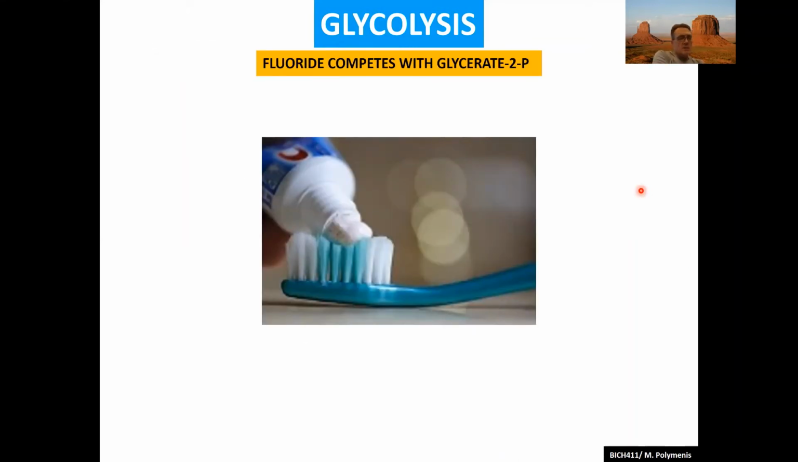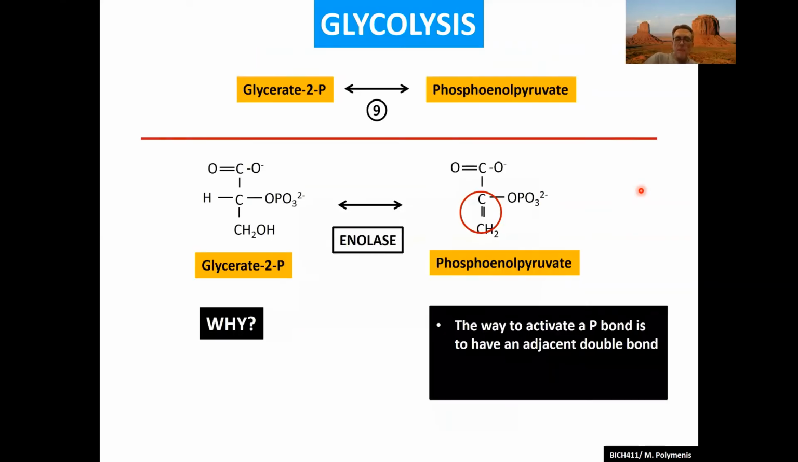That's an important enzyme. You inhibit it every day when you brush your teeth with a fluoride-containing toothpaste because fluoride competes with 2-phosphoglycerate. Of course, the bacteria on our gums do a lot of glycolysis, and to survive, that's an important thing. And fluoride, it turns out, competes with glycerate 2-phosphate, so the bacteria cannot do glycolysis and hopefully die. They cannot proliferate.